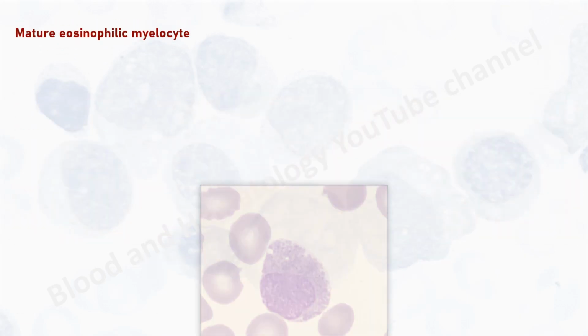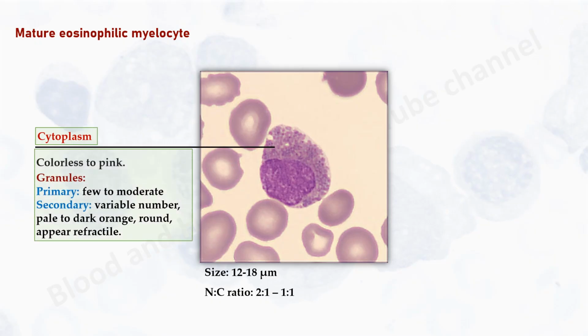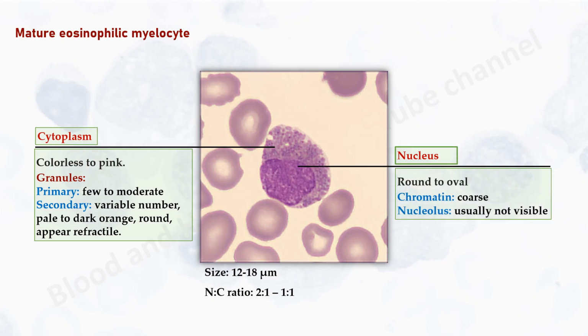Mature eosinophil myelocytes are characterized by the presence of large, pale, and reddish-orange secondary granules, along with rare primary granules. The cytoplasm is colorless to pink. The nucleus is usually round to oval and contains a coarse chromatin. The nucleoli usually are not visible.